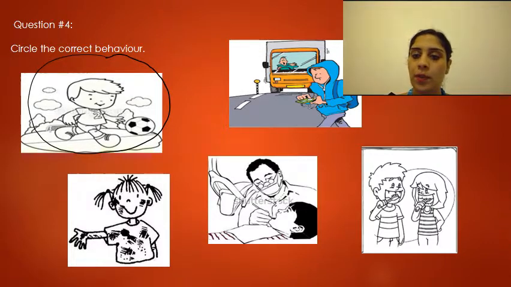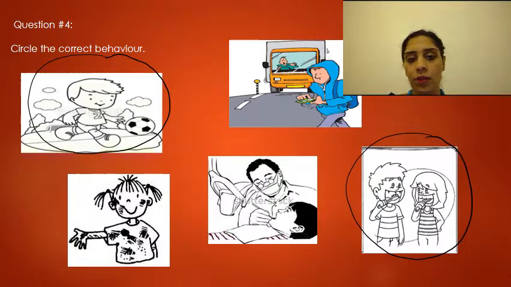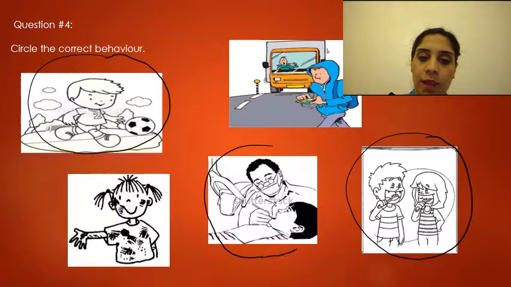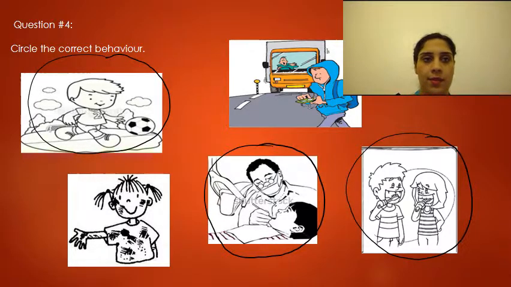Let's move to the other picture here. The boy and the girl are brushing their teeth. This is a good behavior. We have to circle it, definitely. Now, is it good or bad to go and visit the dentist? Definitely it's correct, and it's one of the best behaviors. You have to do it. Every now and then, everyone should go and visit the dentist.